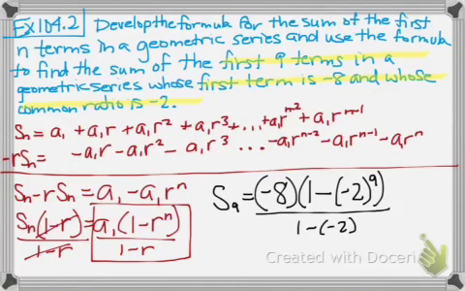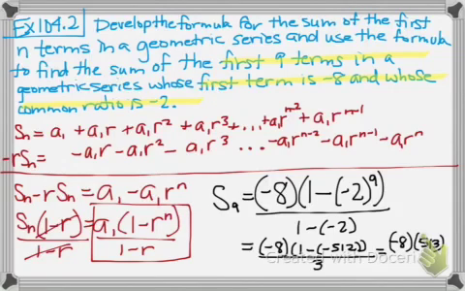So from here, we get -8. -2 to the 9th power is going to be -512. So we have 1 minus -512 over 3. We add 512 to 1. We end up with -8 times 513 over 3. And that is -1,368.